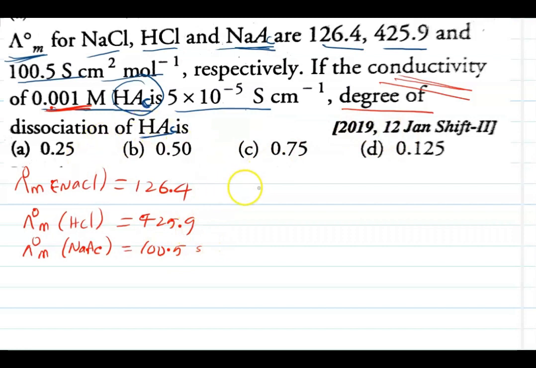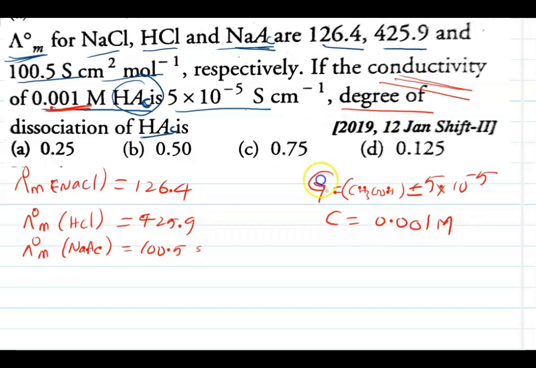The conductivity, that is G, specific conductance, is given for our CH3COOH, which is called acetic acid. It is given as 5 into 10 to the power of minus 5. So this specific conductance, or conductivity, is given. Concentration is given as 0.001 molar, and the degree of dissociation is being asked. Degree of dissociation, alpha, is equal to question mark.